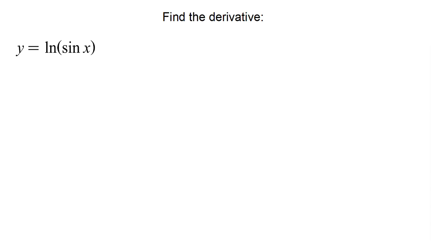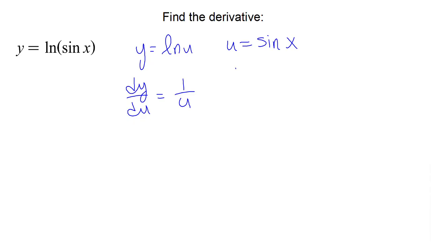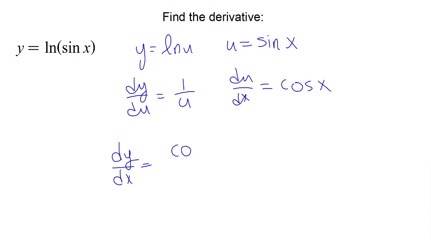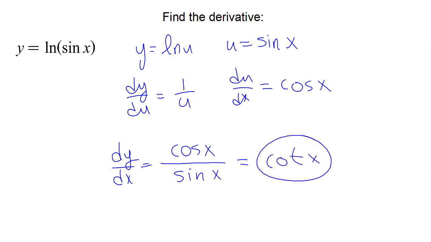For number 16, this time we can't use a little trick to rewrite it. We just have to do y equals the natural log of u, where u is the sine of x. So dy du, just using the rule for natural log, is 1 over u. And du dx, using the trig derivative rules, is just cosine x. So we end up with the product of those two things, which is cosine x times 1 over sine x. And of course, we can rewrite that as cotangent x.